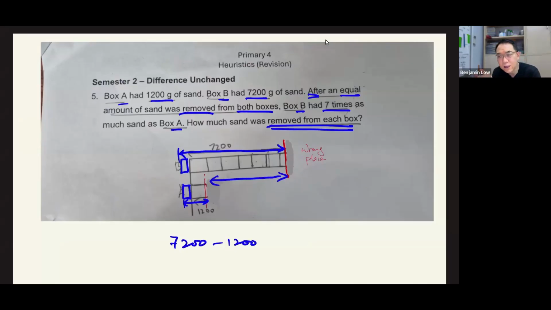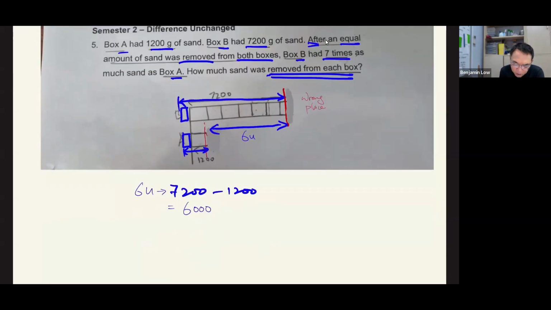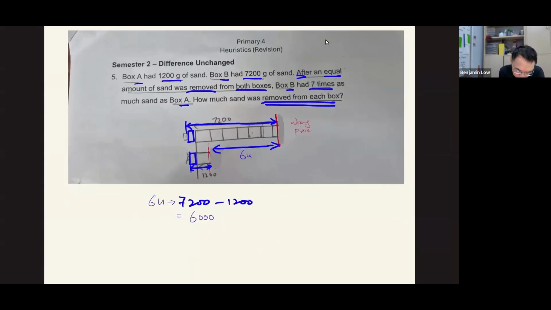So how many units is this? Okay, the simple answer to this is it is 6 units, right? I'm sure you can count that yourself. So here you got 1, 2, 3, 4, 5, 6 units, and the 6 units here is 6,000. Okay, so this is your 6 units. I'm gonna bring this down. Okay, so 6,000, right? So obviously now we can find 1 unit lah. That's very easy already.